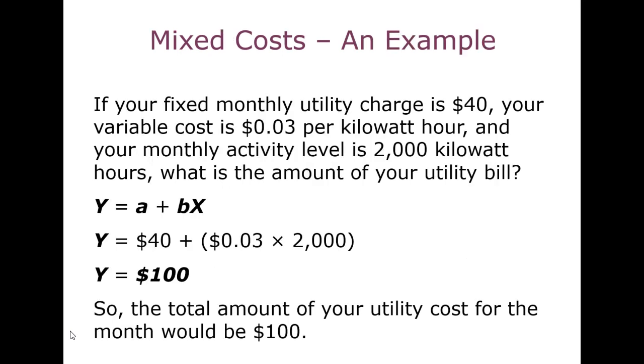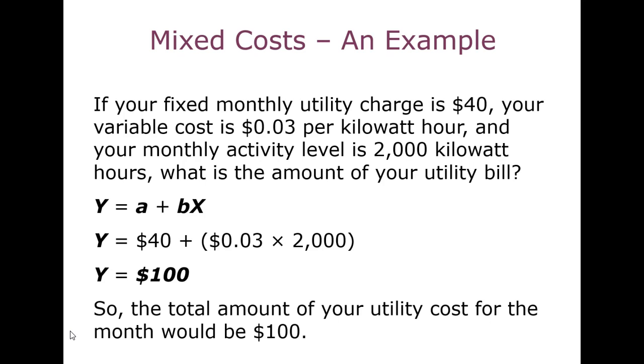Let's put some numbers to it. Let's say your fixed monthly utility charge is $40. So no matter how much you use, in kilowatt hours, they will always charge you a minimum of $40. Then you're also charged 3 cents per kilowatt hour used. And let's say your monthly activity is 2,000 kilowatt hours. What's the amount of your total utility bill?